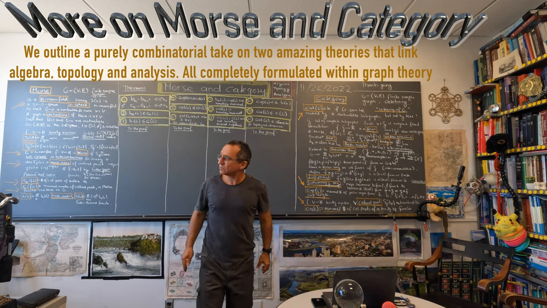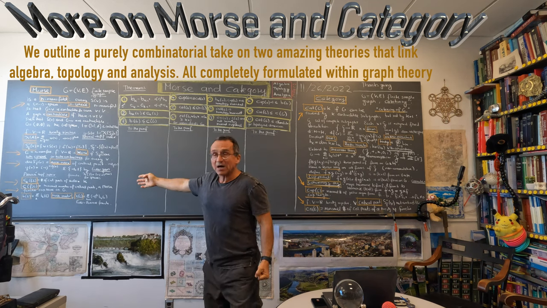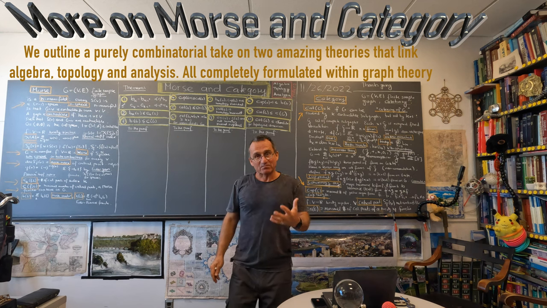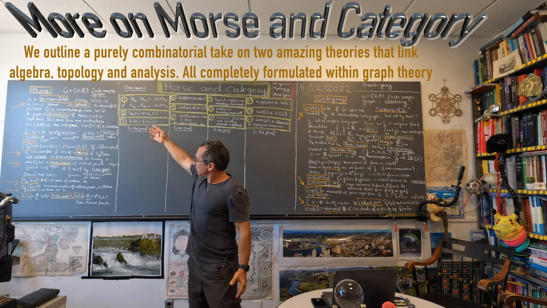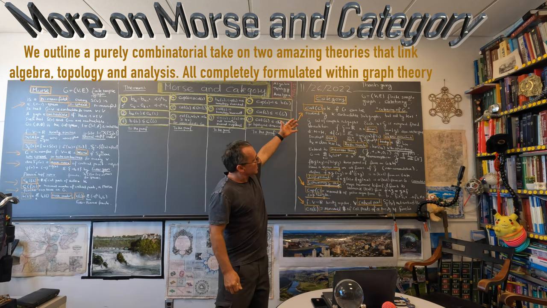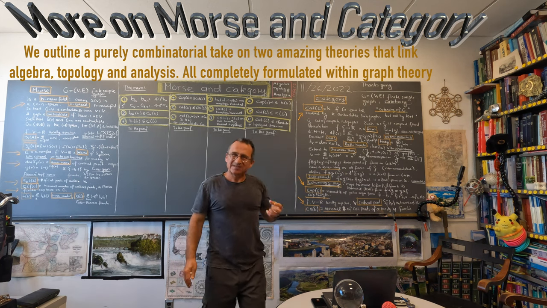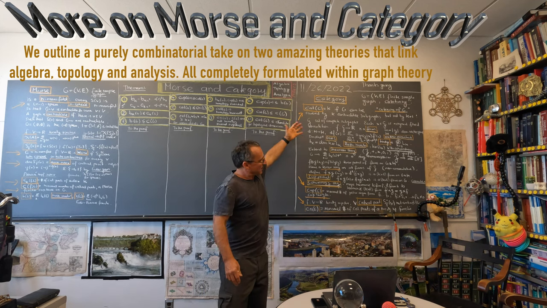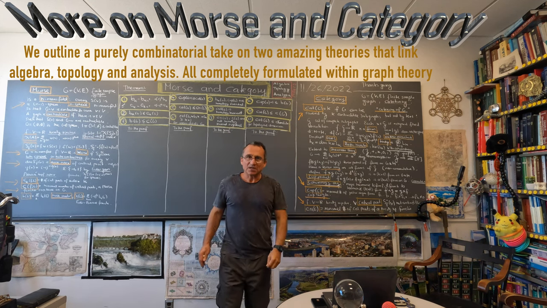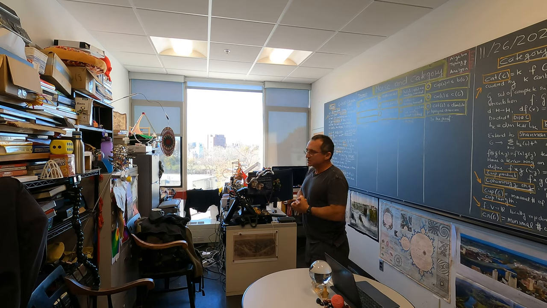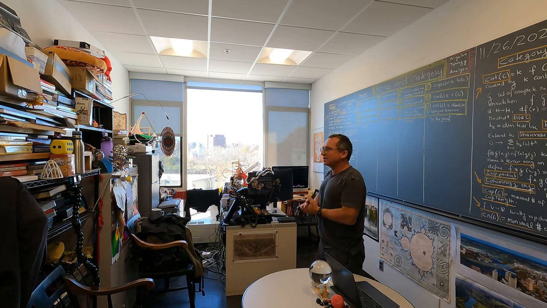So it's very beautiful. Morse theory is a very powerful theory, but it only works for manifolds. So we have to define what manifolds are in graph theory. Lusternik-Schnirelmann is much more general, but still, I think, not appreciated enough. But it's a beautiful theory too. And everything I'm doing is graph theory, everything is finite.